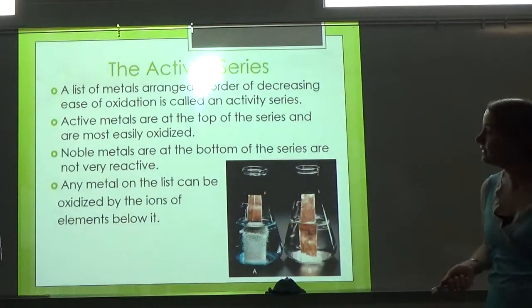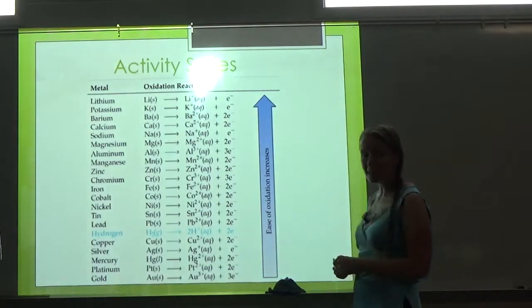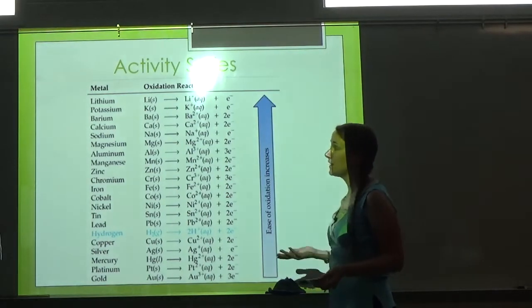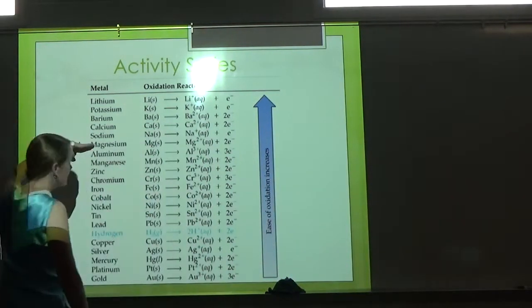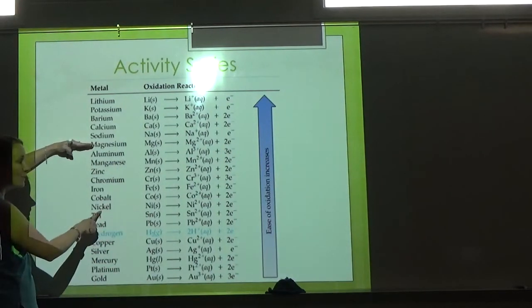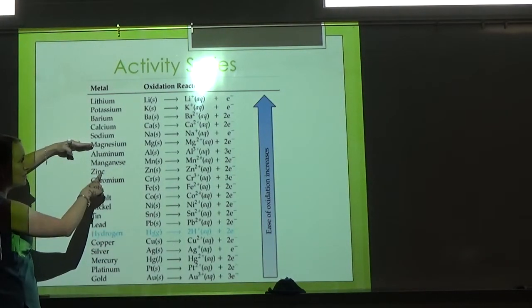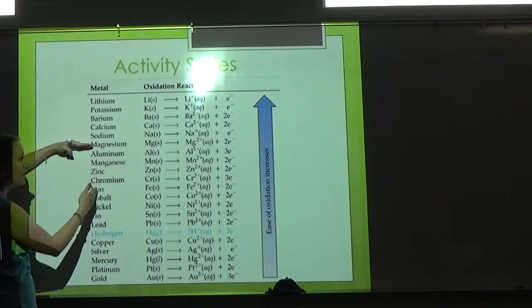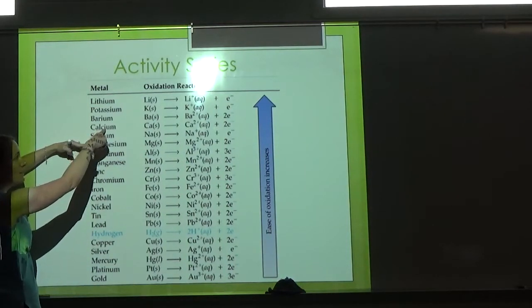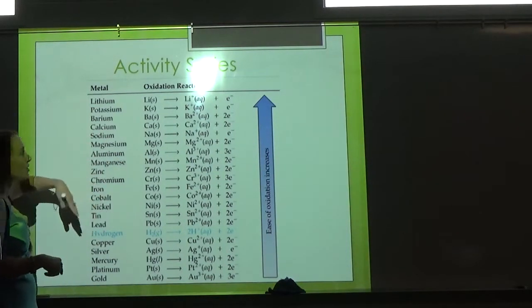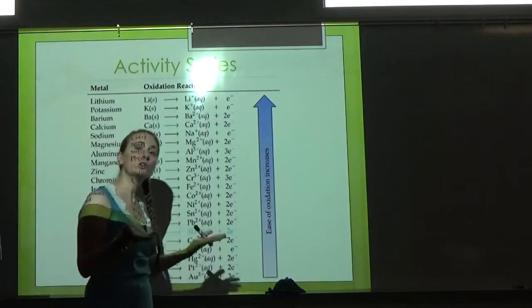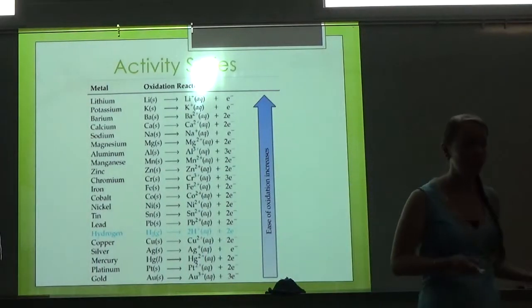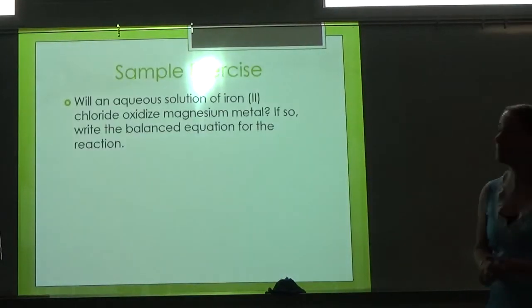So here's the activity series. You have this in your packet. Otherwise, you can easily find one online. For example, if I was looking at solid magnesium, it could react with a nickel ion. It can react with a zinc ion, because those are both below it. But if there was a calcium ion present, it would not react. So you find the solid metal and then the ion, and if the ion's below, a reaction will occur. If not, no reaction occurs.